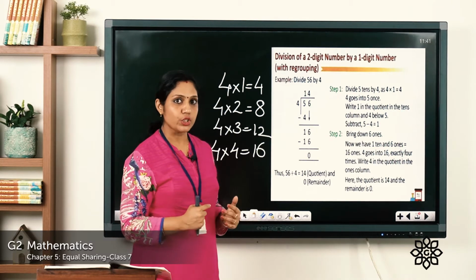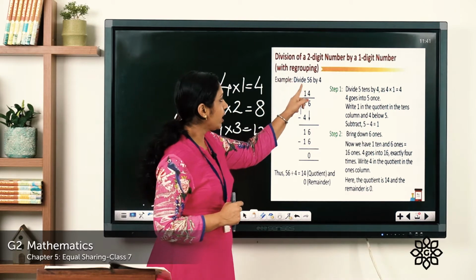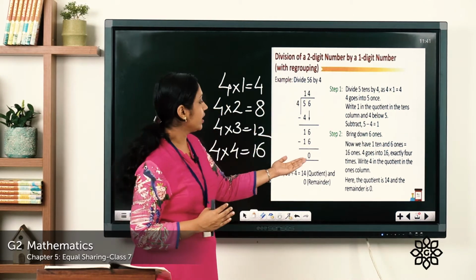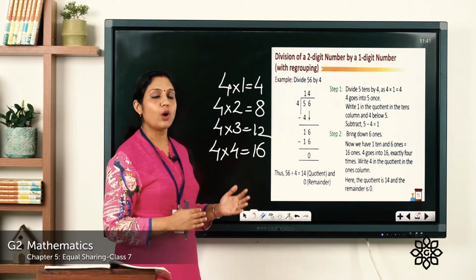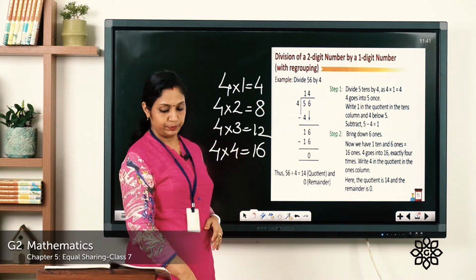So what is the quotient? The quotient appears on the top of the line. So 14 is the quotient and the remainder is 0 here. So this is how we divide using regrouping. Let's check some more examples.